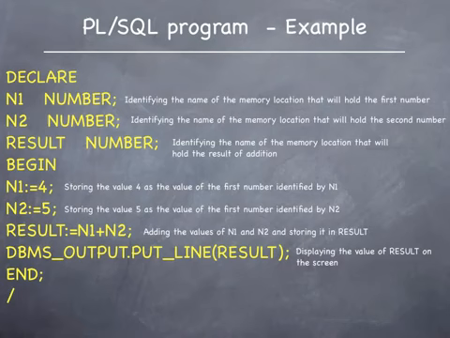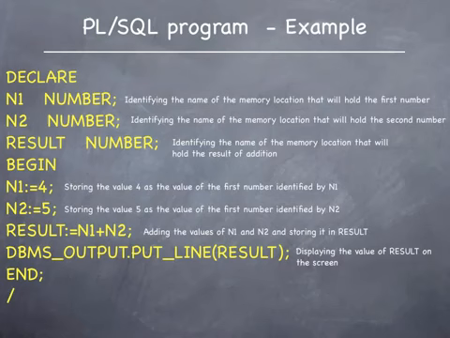This is then followed by the keyword begin. The word begin starts the body of the program where the statements that are needed to be executed to accomplish the given task are written. The first statement, N1 colon equal to 4, assigns the value 4 to N1.